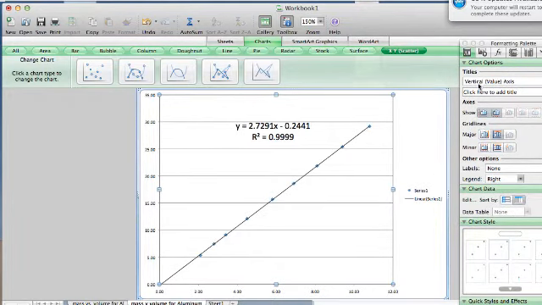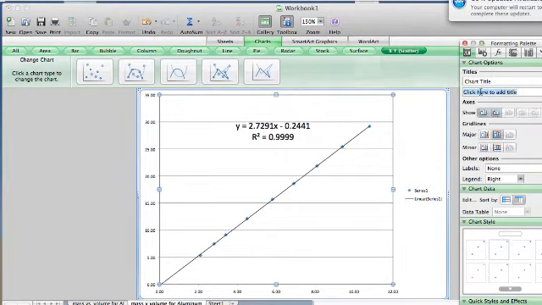The other thing I need to do is also put information. I need a title. I need to have my y-axis labeled. I need to have my x-axis labeled. So under chart options, I can choose chart title.